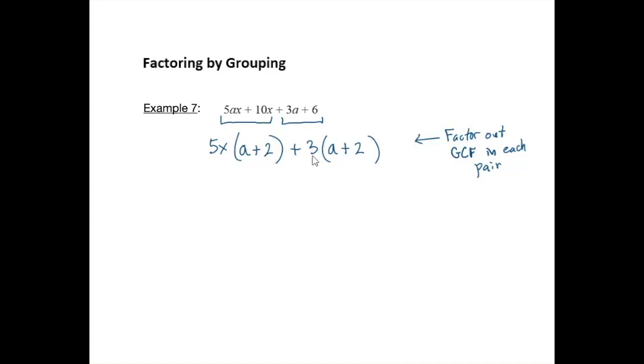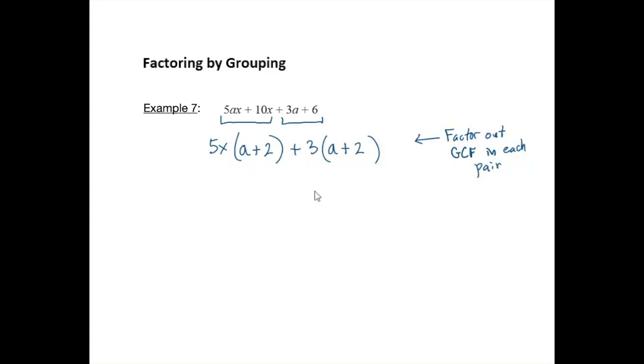So we've factored out the GCF now from both pairs of terms. And again, you should always check these by distributing. 3 times a is 3a, 3 times 2 is 6, 5x times a is 5ax, and 5x times 2 is 10x. So this expression is equal to the one that we started with.